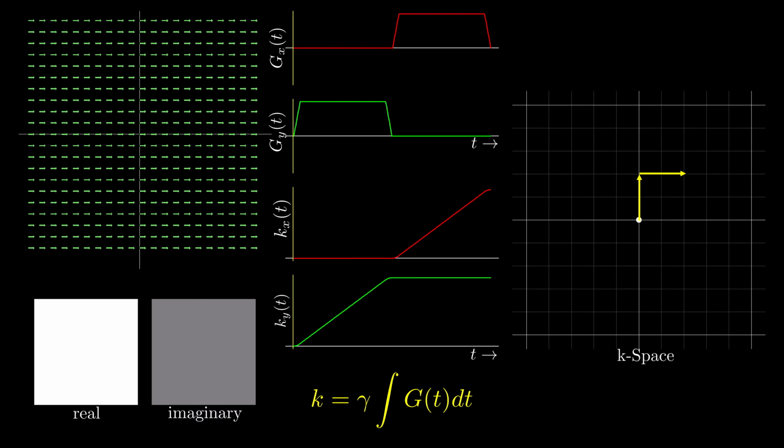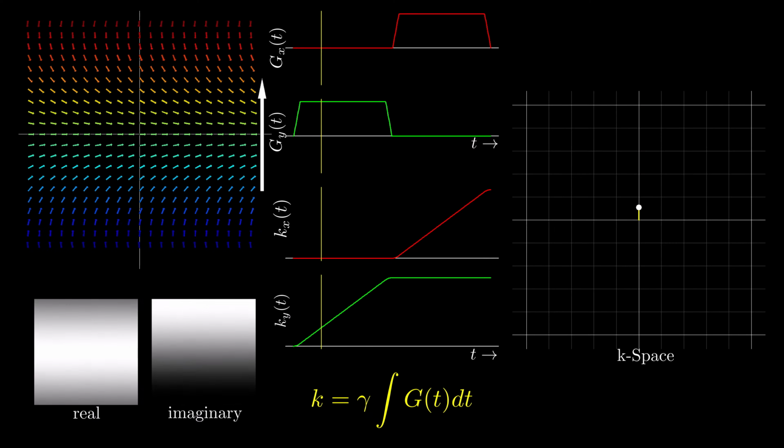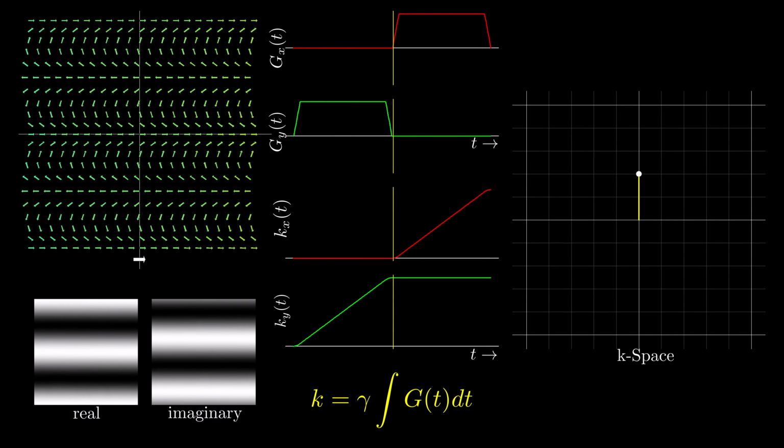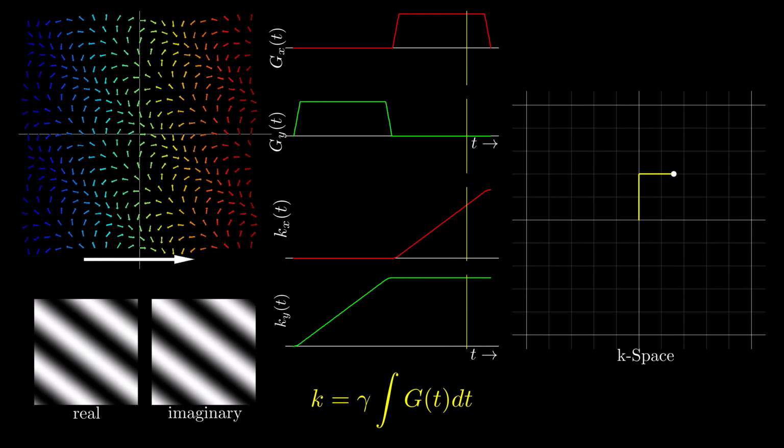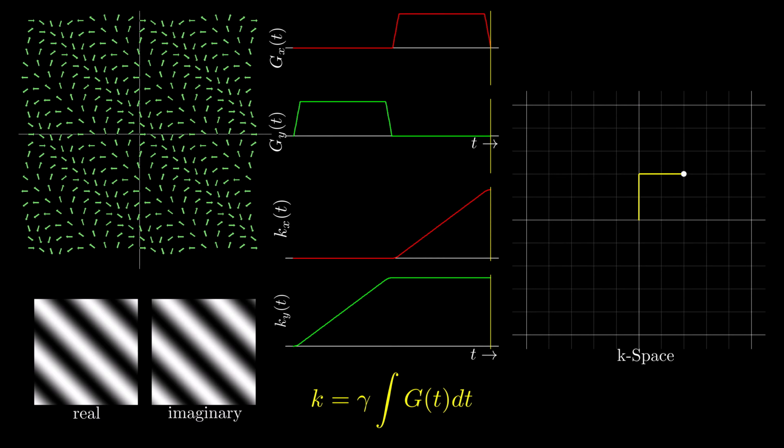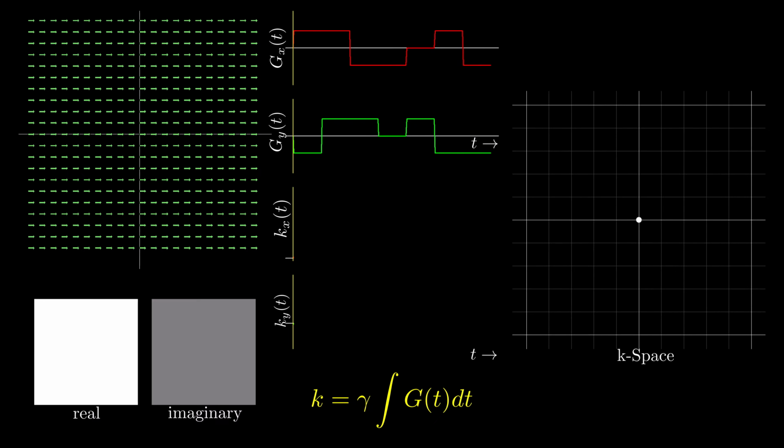I'll play that out as an animation here, and I'll add brightness maps of the real and imaginary parts of our spin map as well. See how the gradient waveforms are essentially plots of our velocities in kx and ky? They tell us how fast to move in either direction. The stronger the gradient, the faster we move around in k-space. Different gradient waveforms therefore define different trajectories through k-space.